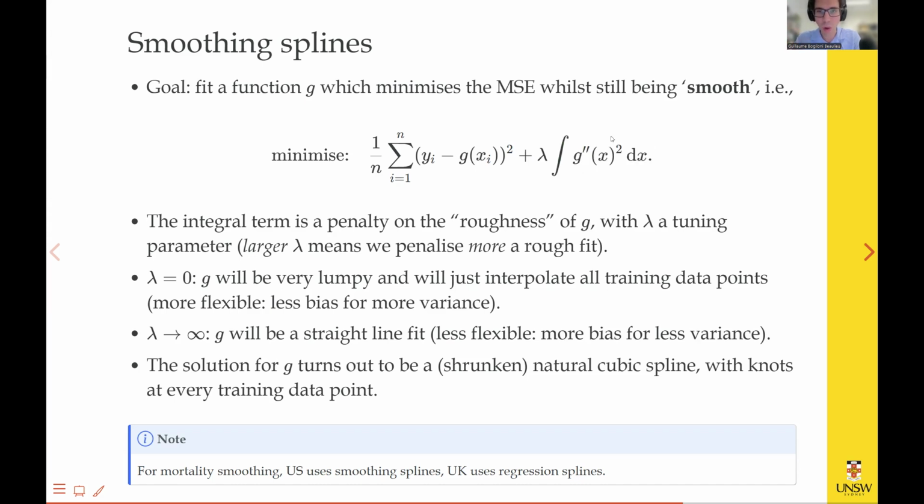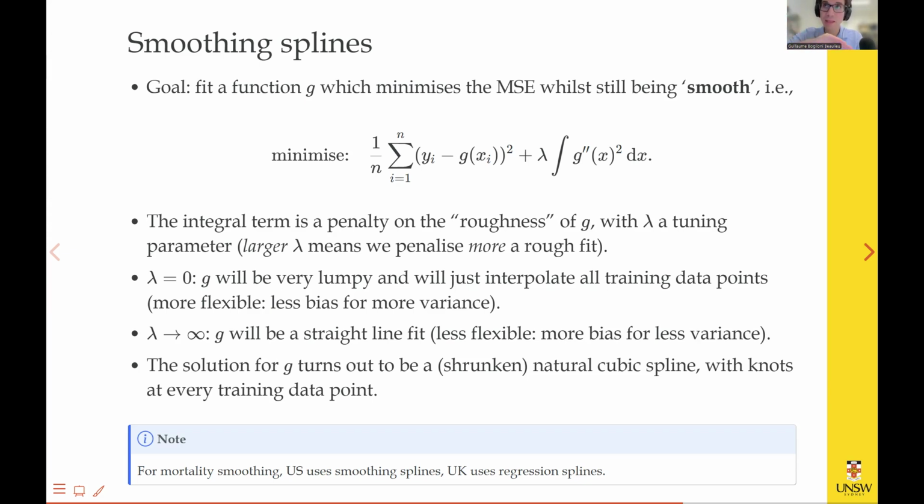Now let's explain why. Why is this integral a penalty for roughness? I'm saying that if this is large, it means your function is very rough, very wobbly. Well, yes, because this is simply the second derivative of the initial function g. And yes, this is a measure of wobbliness of the function because recall, the first derivative of a function is the rate of change of the function itself at a given point x.